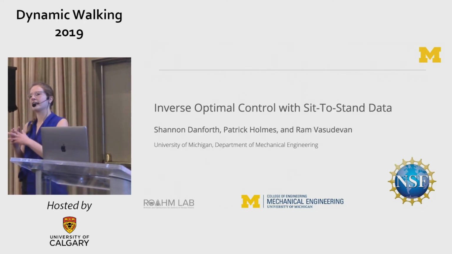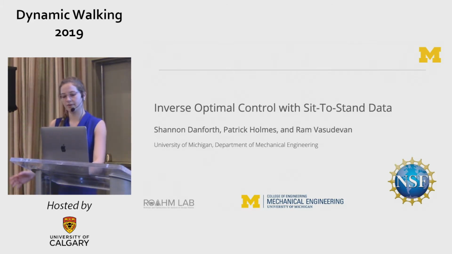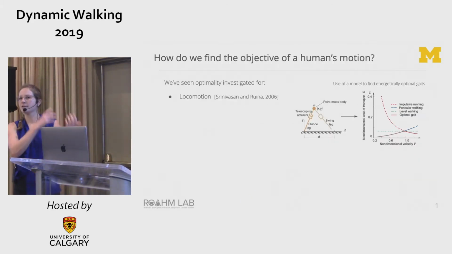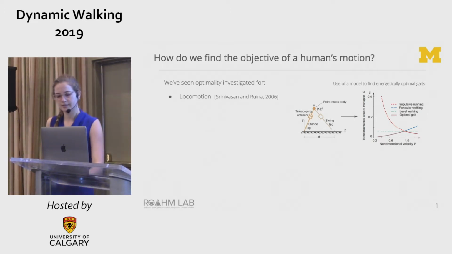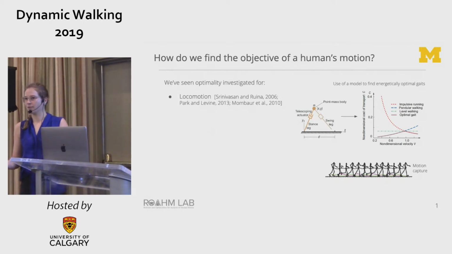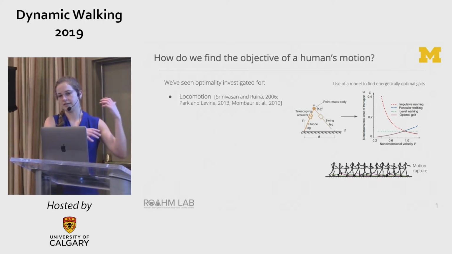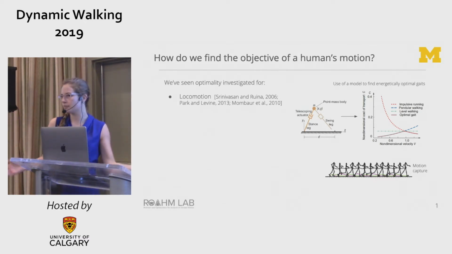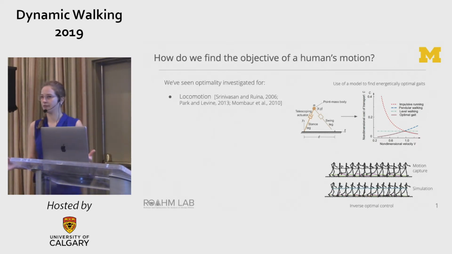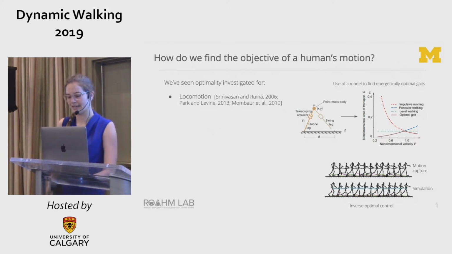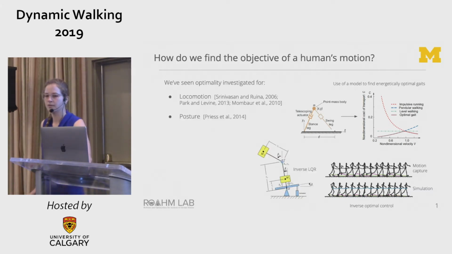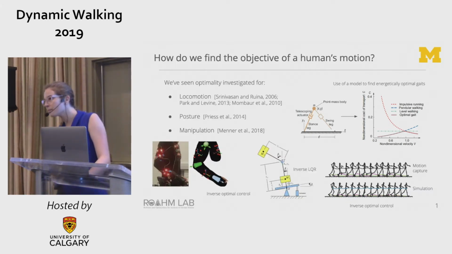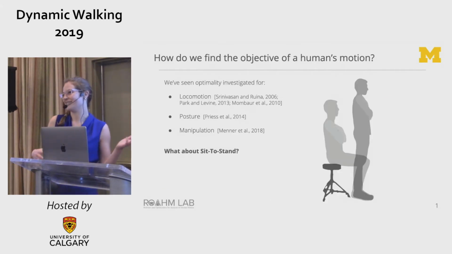So researchers have investigated optimality in human motion using a number of different tools. We've seen the use of simple models to find optimal gaits, which we can then compare to what we observe in humans. And also a tool called inverse optimal control, where we can take a set of human data, say locomotion, and assume that this data is the result of some optimization problem, and uncover the objective function that's associated with this set of data. And we've seen inverse optimal control with seated posture and arm manipulation, but not yet sit-to-stand, which is what I'll be talking about today.